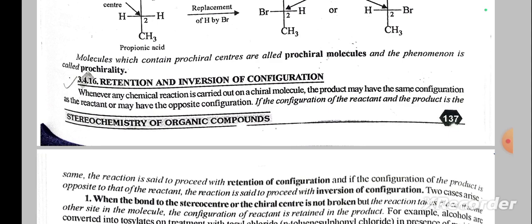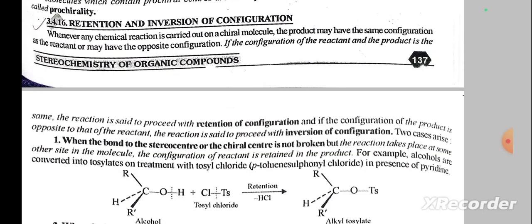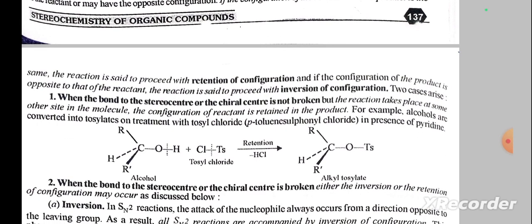Retention and inversion of configuration. Whenever a chemical reaction is carried out on a chiral molecule, the product may have the same configuration as the reactant or may have the opposite configuration. If the configuration of the reactant and the product is the same, the reaction is said to proceed with retention of configuration. If the configuration of the product is opposite to that of the reactant, the reaction is said to proceed with inversion of configuration.